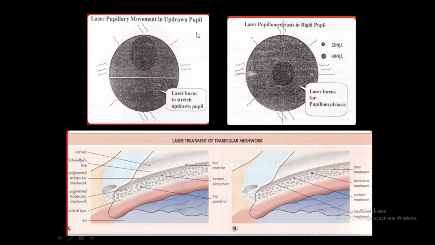Now, where else can you use the lasers other than the retina? This is one example. You can see here laser pupilloplasty in updrawn pupil. Laser burns can be given to stretch the updrawn pupil. Laser pupillotomy assists in rigid pupil. If the pupil is not getting dilated, you can use lasers for the same. In the trabecular meshwork, in cases of open angle glaucomas where there is a raised IOP, there is something called argon laser trabeculoplasty or selective laser trabeculoplasty. You can make laser openings in the trabecular meshwork for the outflow of the aqueous humor. So these are other uses in ophthalmology where you can use laser.